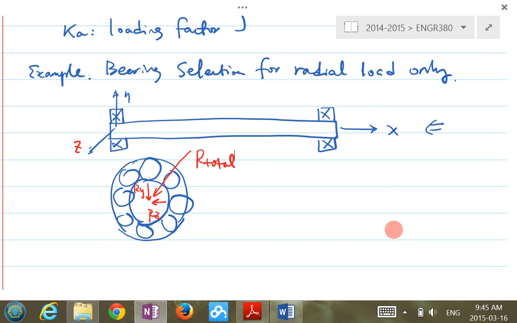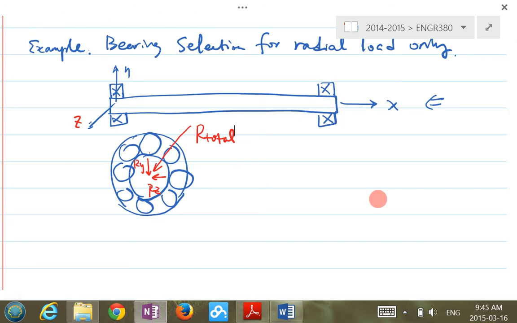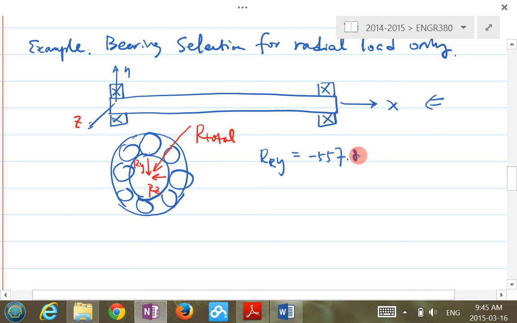So that's the typical loading condition. Now you may have different Ry, Rz values at the left side and the right side. Suppose that you have a loading condition and we calculate it and we get the following values. Let's say this is the right side, Ry equal to this much Newton, and Rz equal to this much Newton.